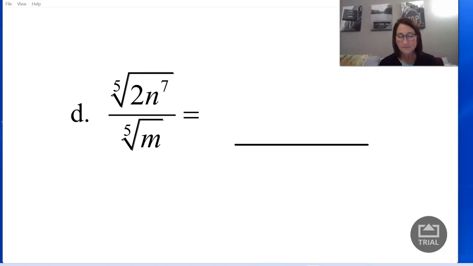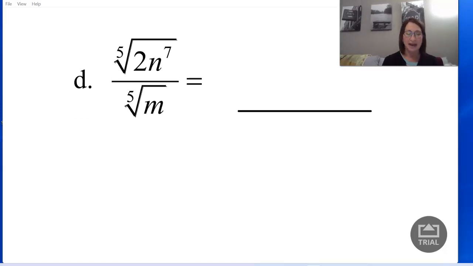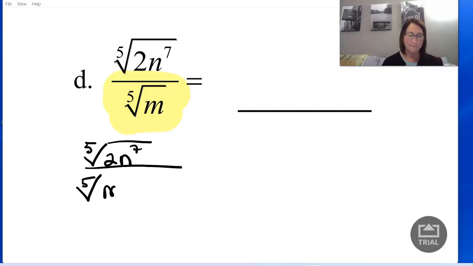All right. So I'm focused mostly on my denominator here. And this denominator is the 5th root of m. I'm sorry, I said it wrong. The 5th root of m. So I have 1 m. I need 4 more. All right, no problem. Here we go. So let's go ahead, rewrite this. The 5th root of 2n to the 7th over the 5th root of m.